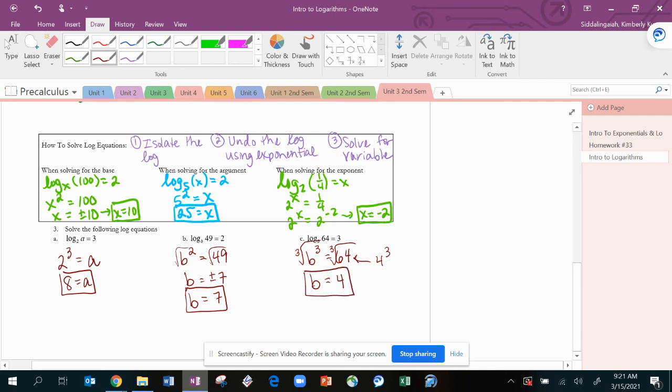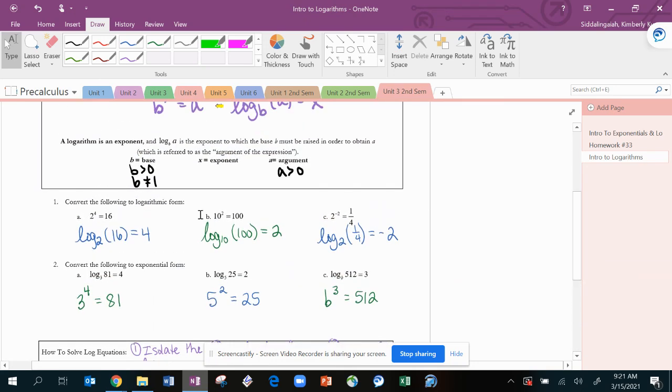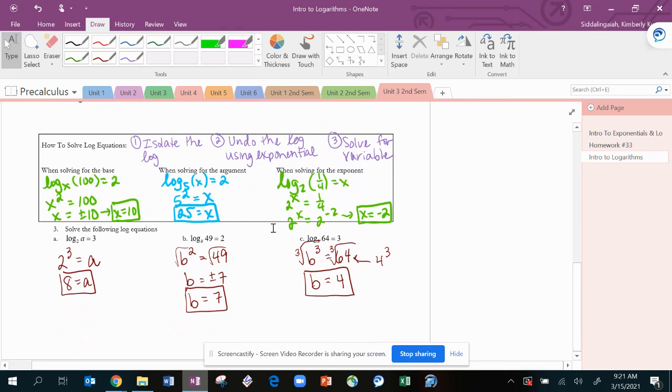Okay, so that's just a small introduction to logarithms. I hope that made sense. If not, bring questions to class on Wednesday. You have an exit slip. It's worth 5 points. So you're doing 2 conversions like we did up here, and you're doing 3 equations. So a total of 5 points.